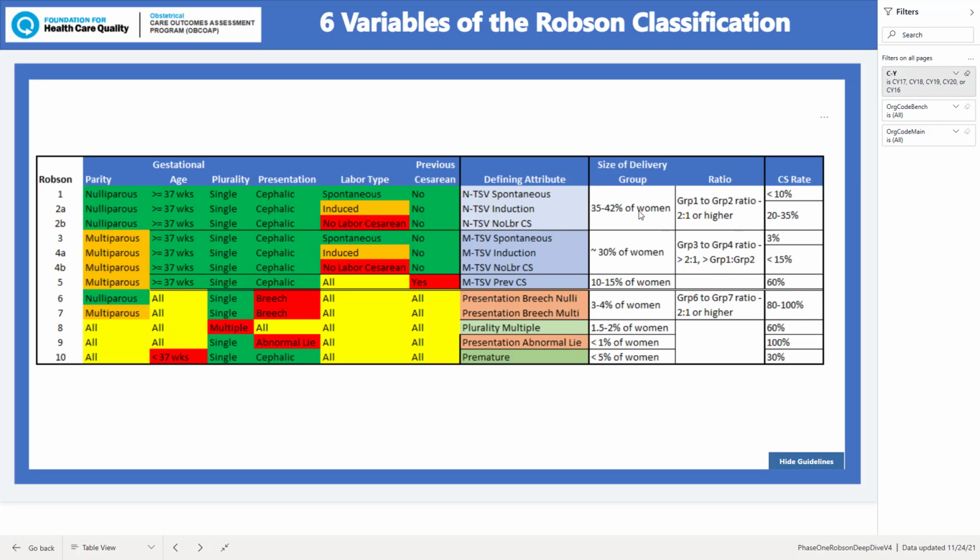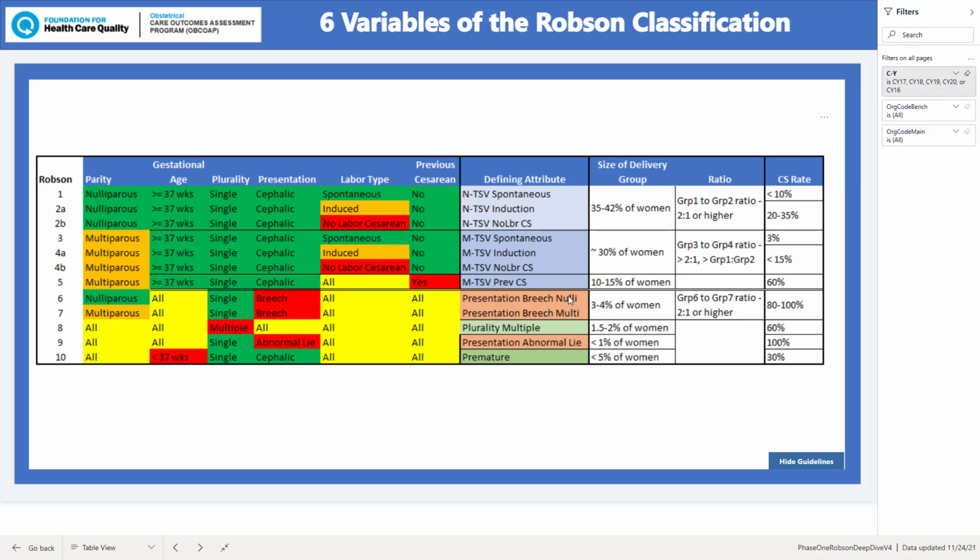So when we look at size of delivery group, the NTSV population would normally comprise 35 to 42% of women. The MTSV population would be 30%. Women with previous cesareans, 10 to 15%. And so these 5 groups represent the large majority, more than 80% of the delivering population. And this is really the set of groups where the greatest impact can be made when it comes to lowering cesarean rates. Groups 6 through 10, representing complicated deliveries, is much smaller, around 12%.